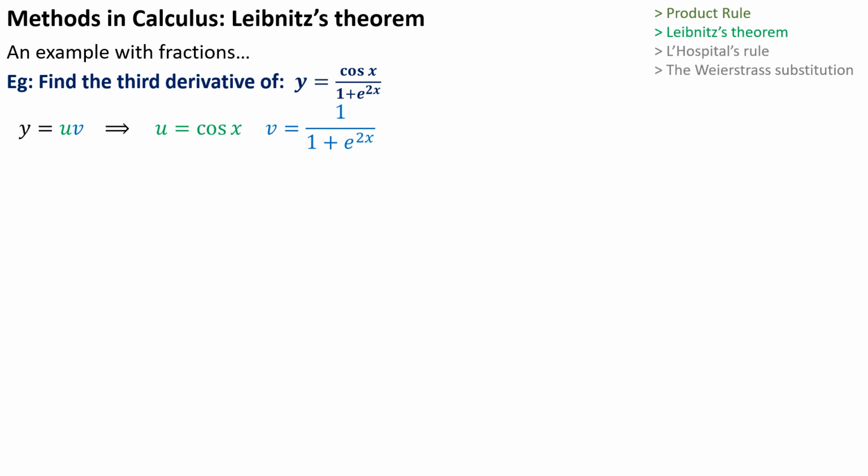Let's start with the easier of the two. We have the derivatives of cos, and then we start with v.